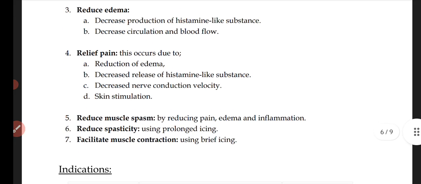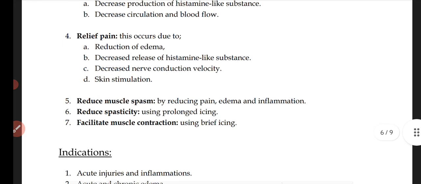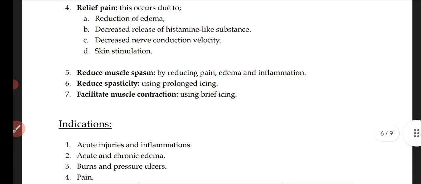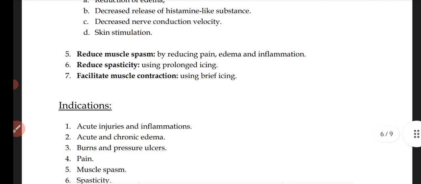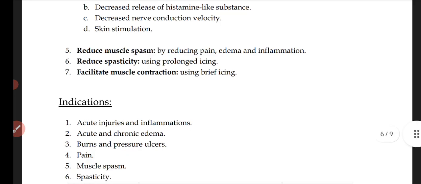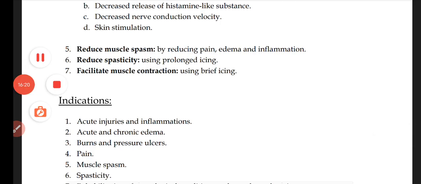Number 4 is the relief of pain. This occurs due to reduction of edema, decreased release of histamine-like substance, decreased nerve conduction velocity, and skin stimulation. Number 5, reduce muscle spasm by reducing pain, edema, and inflammation. Number 6, reduce spasticity by using prolonged icing. And number 7 is to facilitate muscle contraction by using brief icing. Okay.